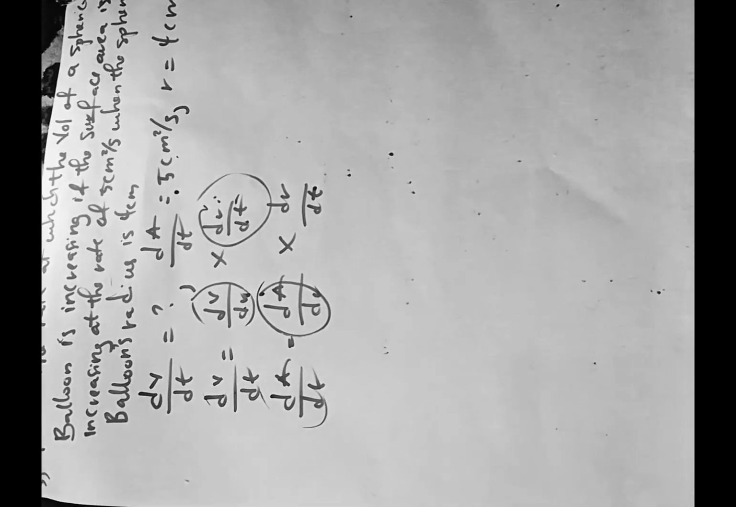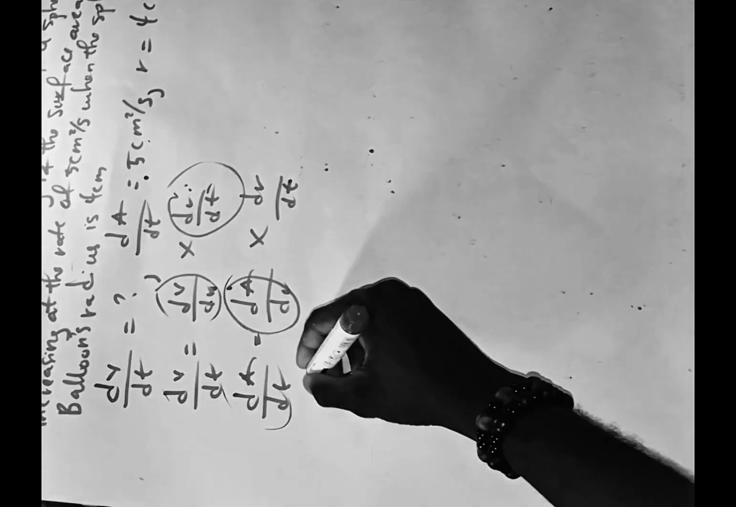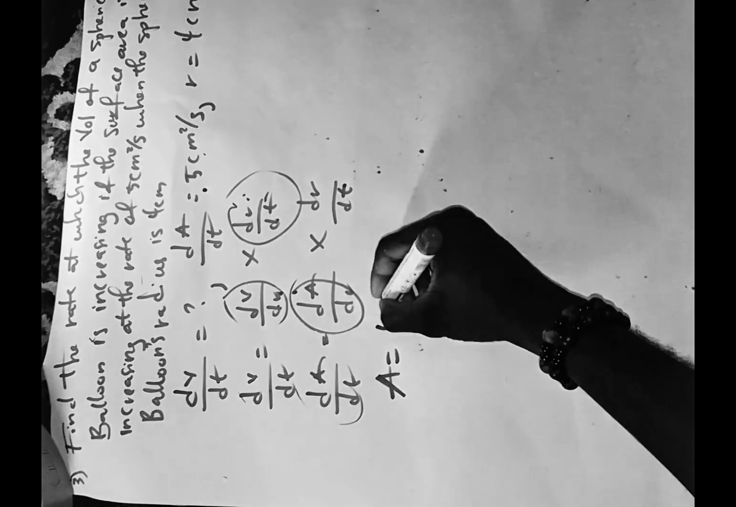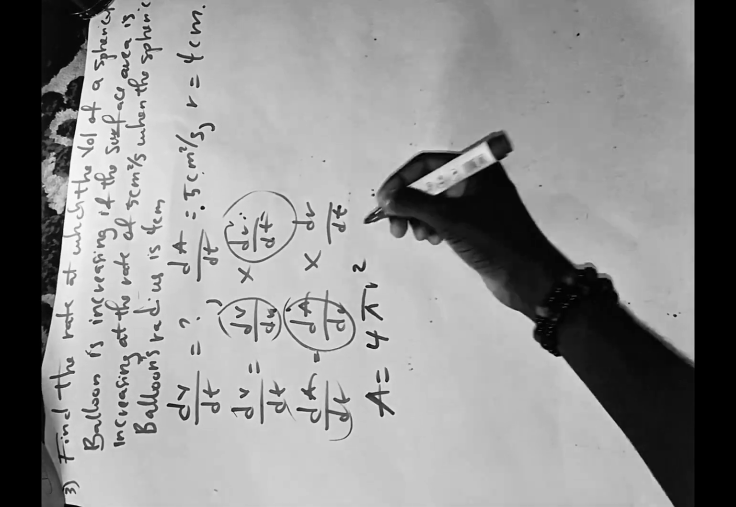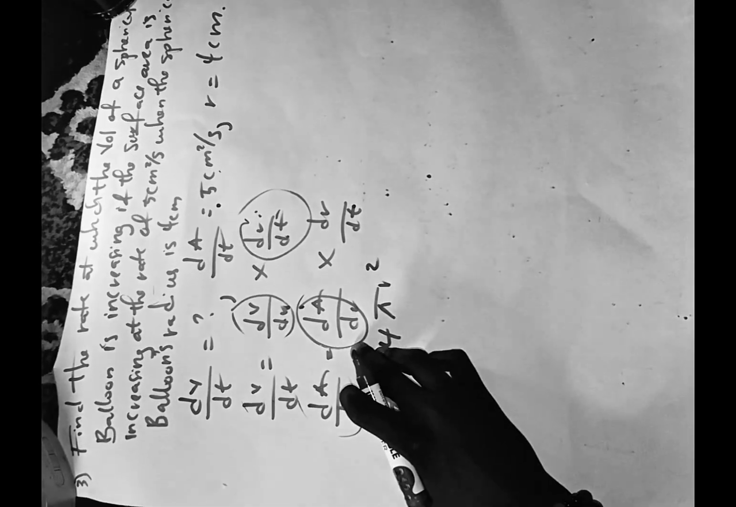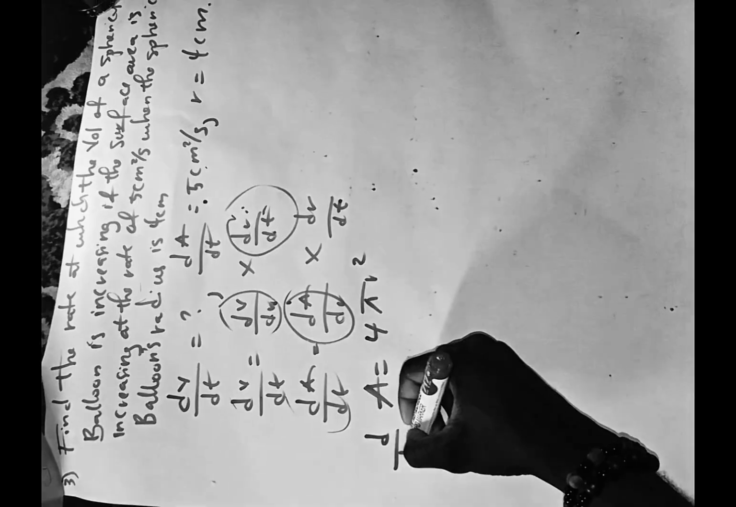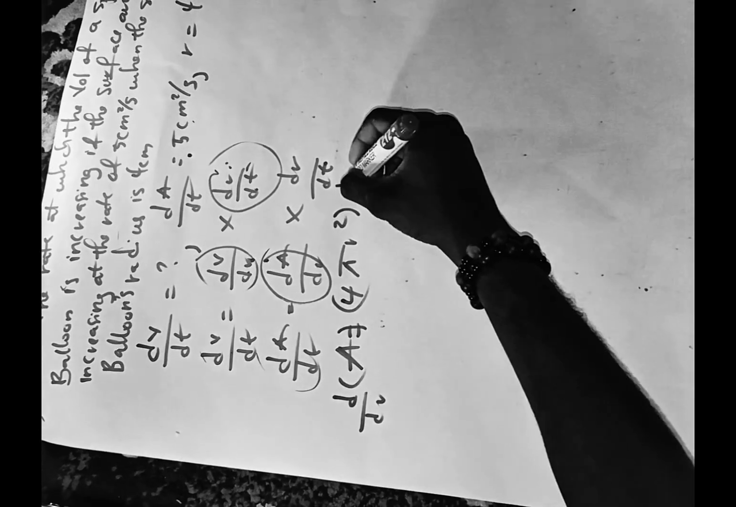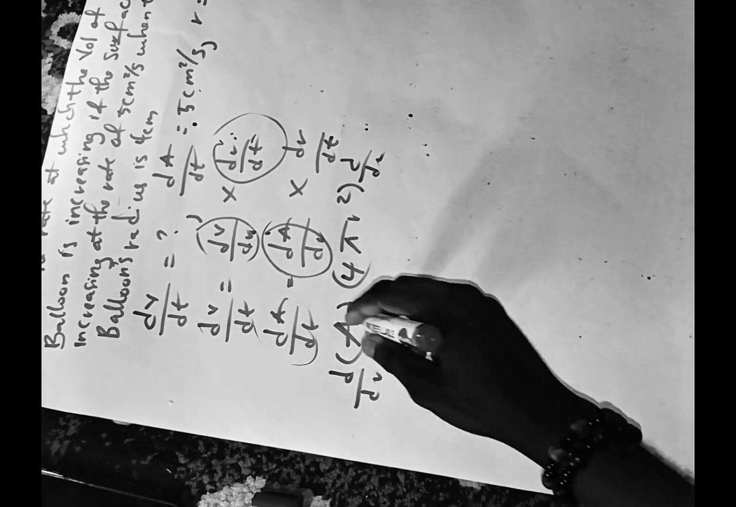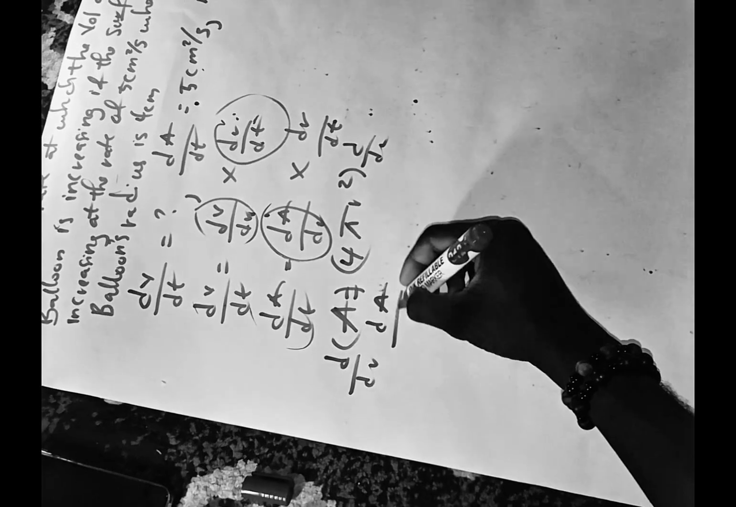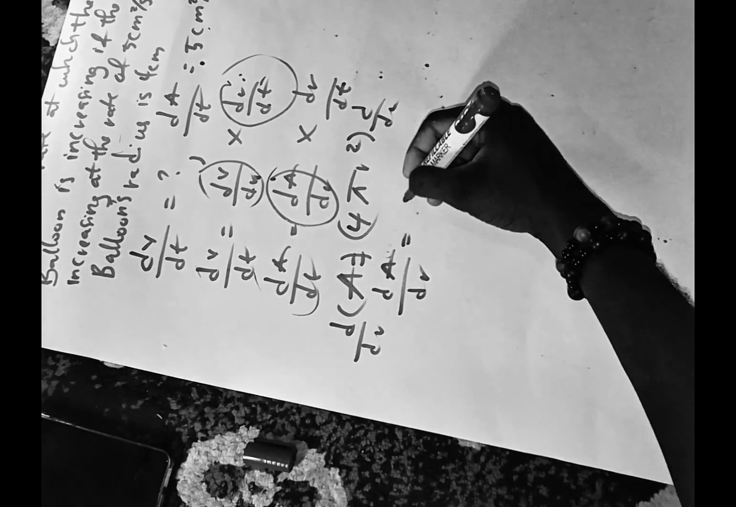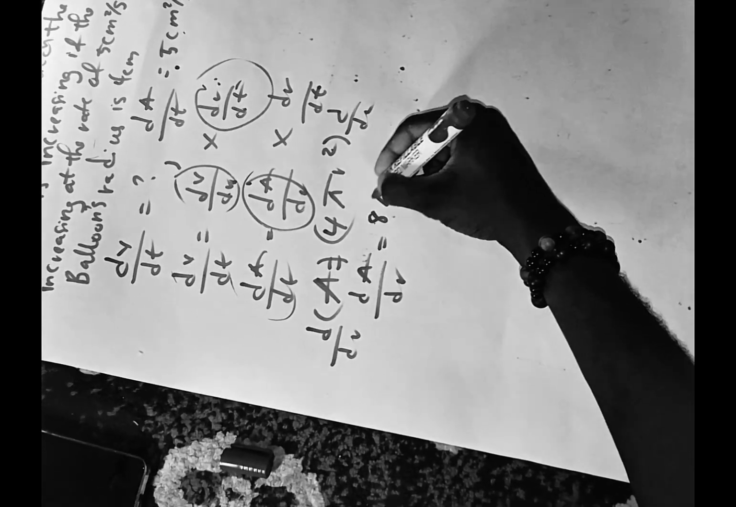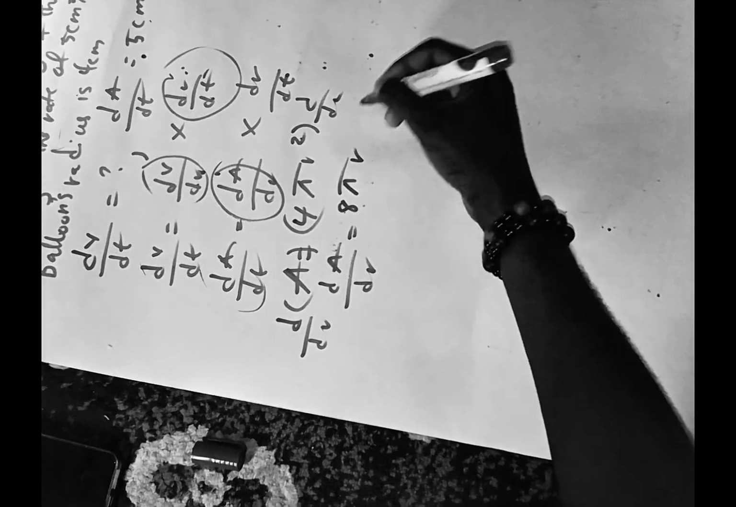First, what is the area of a sphere? The area of a sphere is equal to 4 pi r squared. So how do we get our dA by dr? We differentiate this with respect to r. Our dA by dr is just going to be 4 comes to the back, so it's going to be 8 pi r, 2 minus 1. That's why I have 1 here.